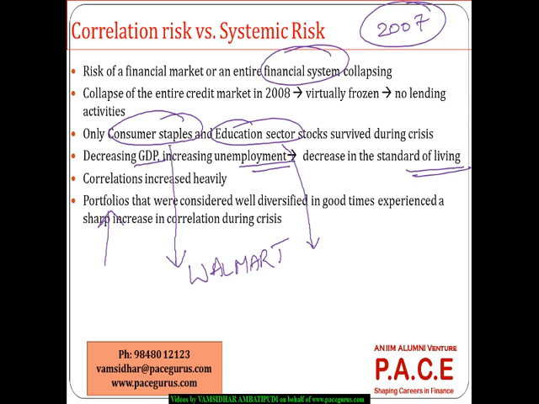Portfolios that are considered well diversified in good times have experienced a sharp increase in the correlation during the crisis. So understanding correlation will really help us to avoid the systemic risk as well.